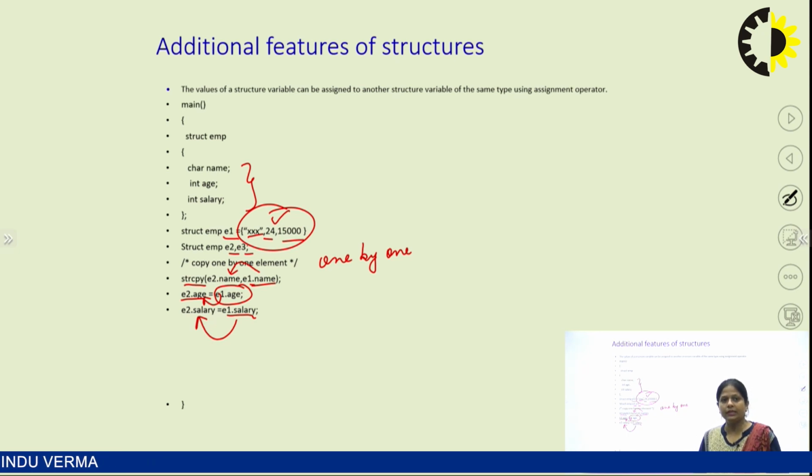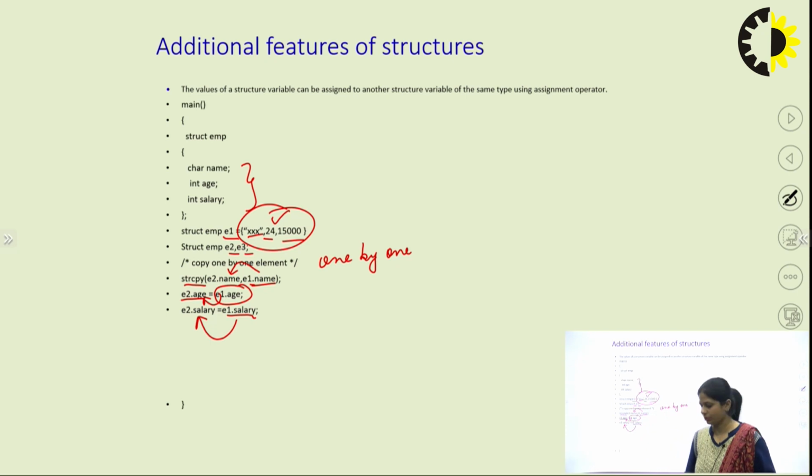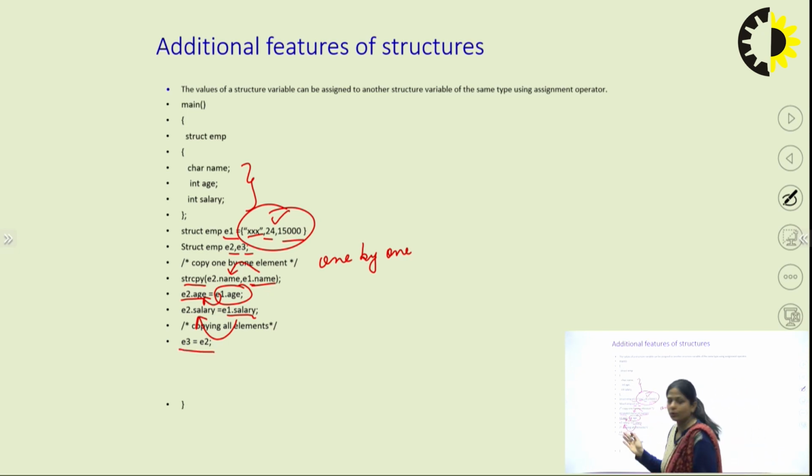But what if I want to copy the entire value in one go? Copying all elements in one statement. Simply, nothing we have to do. Simply write E3 equals E2. Whatever values E2 has, all the values will be copied to E3. As simple as that.